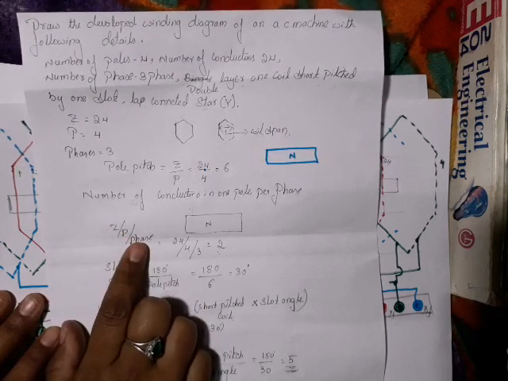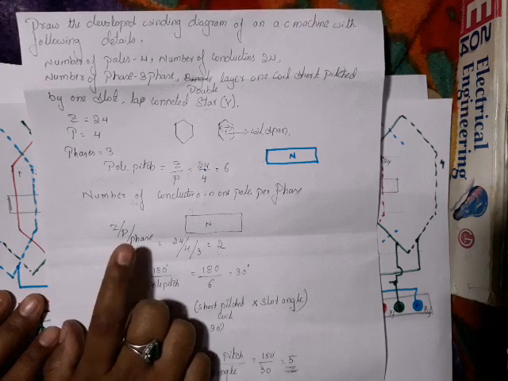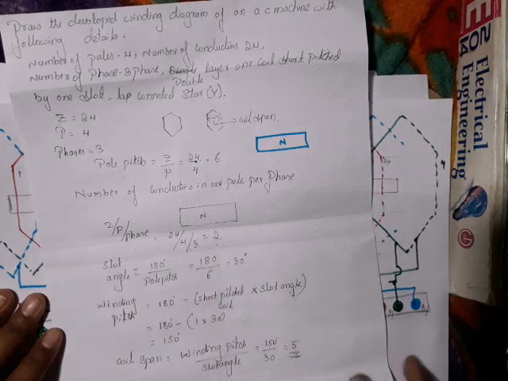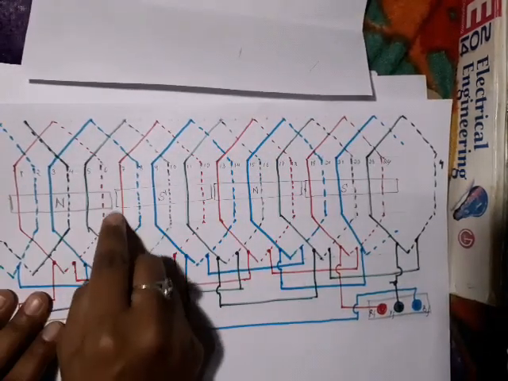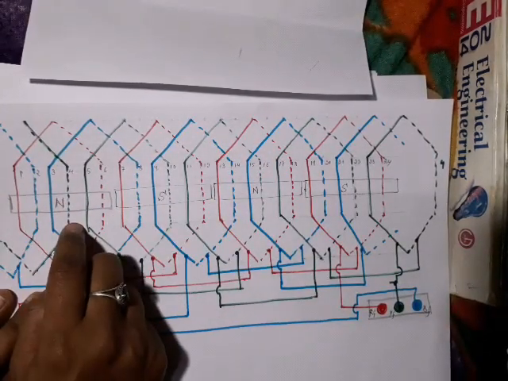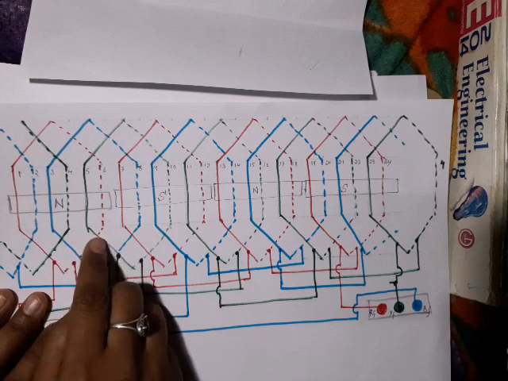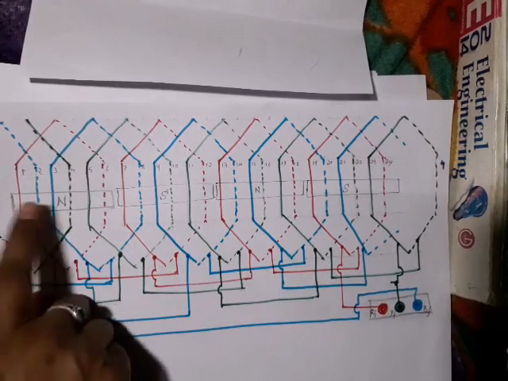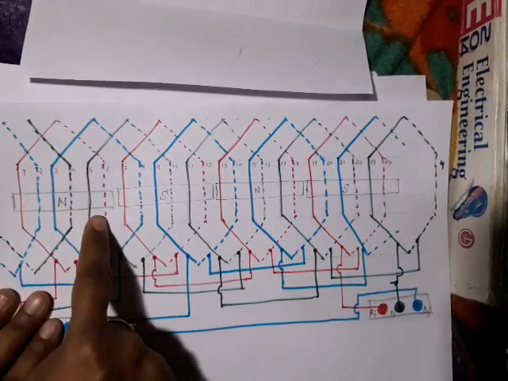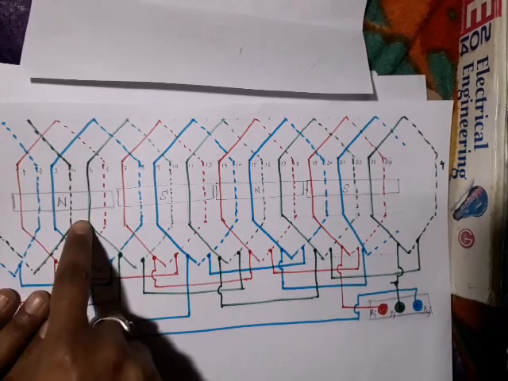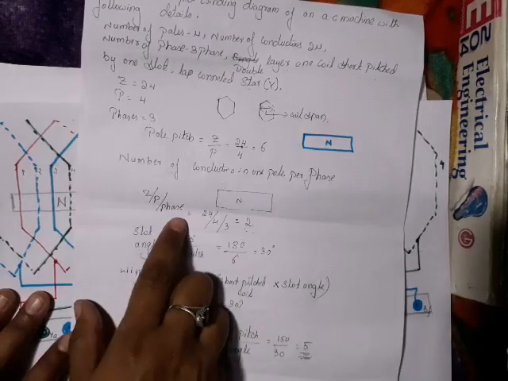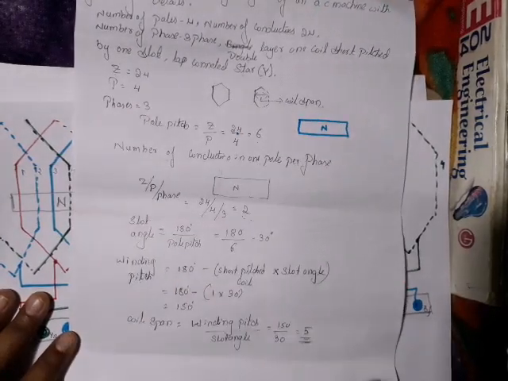In one pole of one phase, how many conductors should we have? We can have only 2 conductors. See here, this is one pole. In this pole, we should have from R phase 2 conductors, from Y phase 2 conductors, from B phase 2 conductors. Or we have the same, R phase 2 conductors, Y phase 2 conductors, B phase 2 conductors. That is Z per pole per phase.